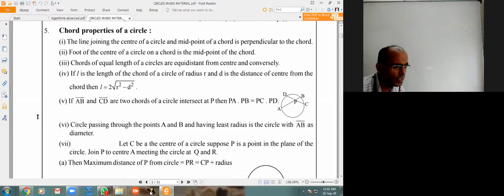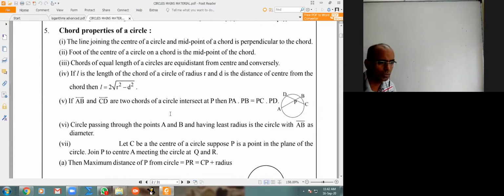First point on the screen: the line joining the center of a circle and the midpoint of a chord is perpendicular to the chord. Just now we used it somewhere. The foot of the center of a circle on a chord is the midpoint of the chord. Chords of equal length of a circle are equidistant from the center, and the converse is also true. That is, if two chords are equidistant from the center, they must be of equal length.